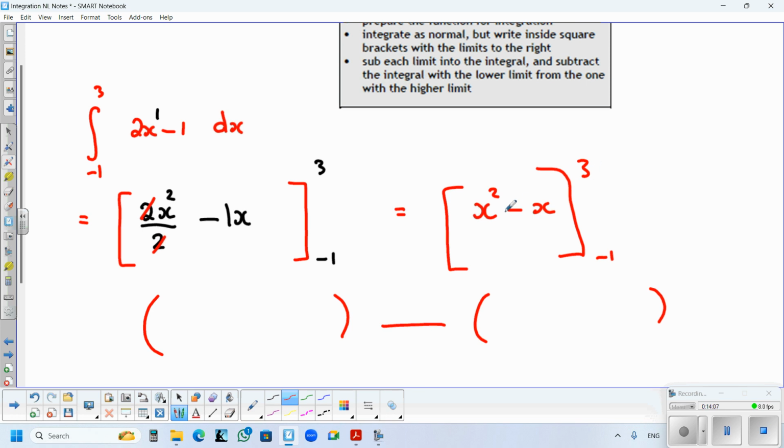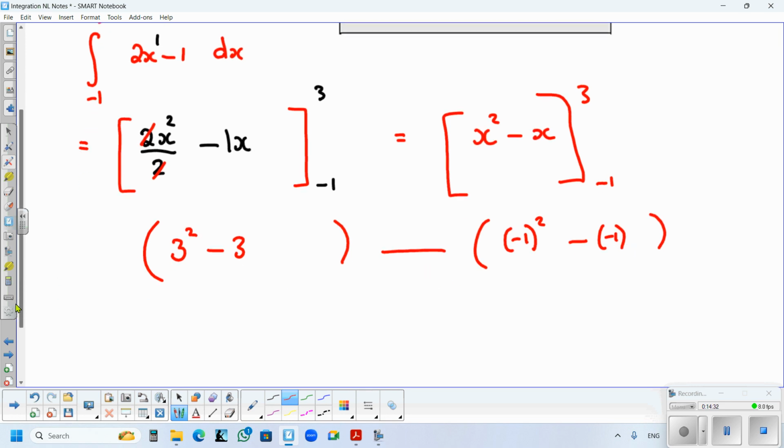We're going to sub in 3. So we'll get 3 to the power of 2 minus 3. So I've substituted 3 into that. Then I'm going to take away, and I'm going to substitute -1 into that. So (-1) all squared, and I've put that in a wee bracket. -1 all goes into a bracket when you've got a negative number, so that you can square it. Then I've got minus, and then x is -1. So a lot of brackets in that one. Okay, once we've done this, it should be okay.